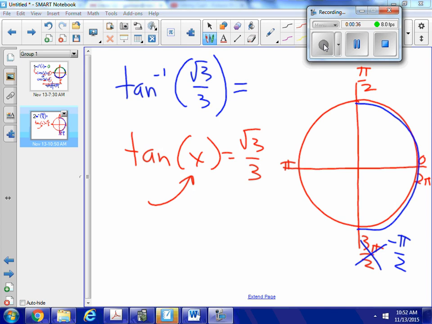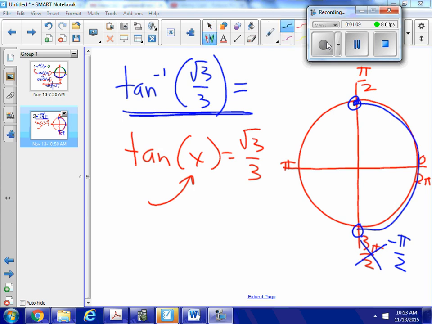And it cannot include pi over 2, so pi over 2 would be an open endpoint, and it cannot include negative pi over 2, because at those 2 points, the value of tangent is undefined. So the range of solutions that I could have to this problem falls between the angles of pi over 2 and negative pi over 2. So what angle then has the tangent of radical 3 over 3?